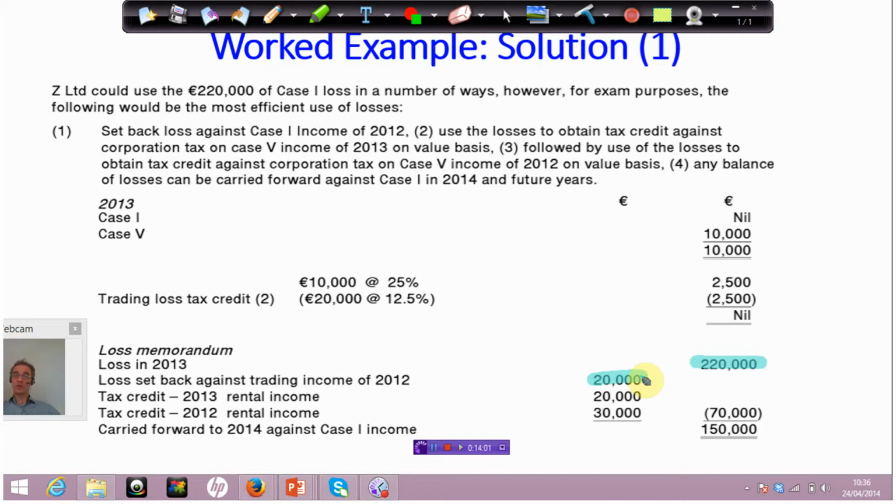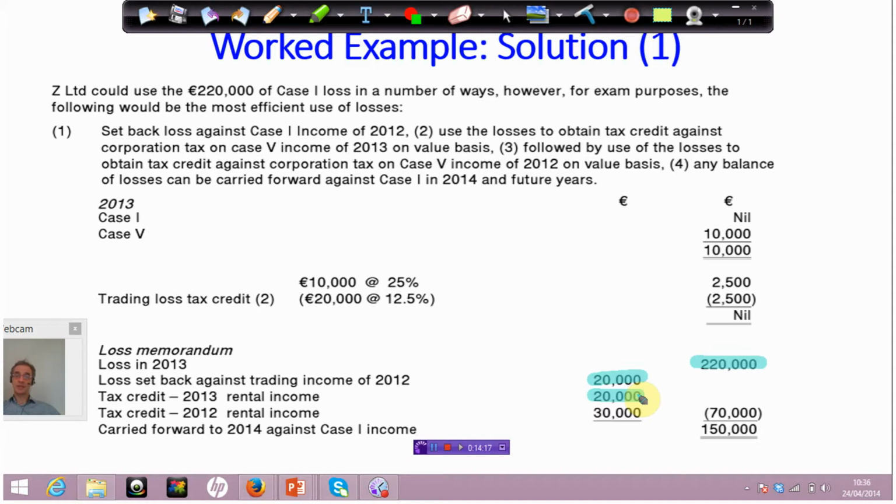Once we've done that, we're then going to jump forward into the current year and say, do we have any other income in our current year? And in this case we did. We had £20,000, but remember we have to offset on a value basis against that amount.